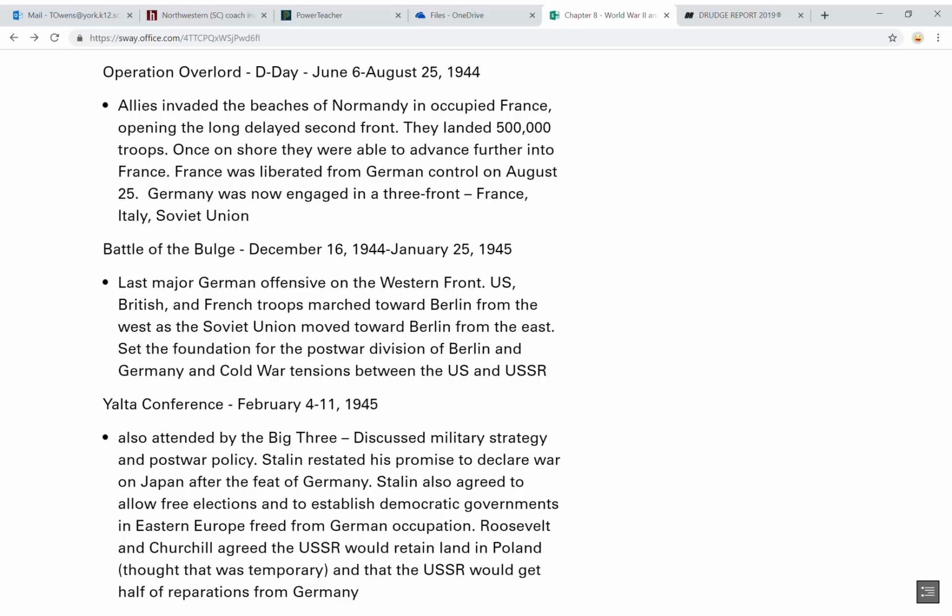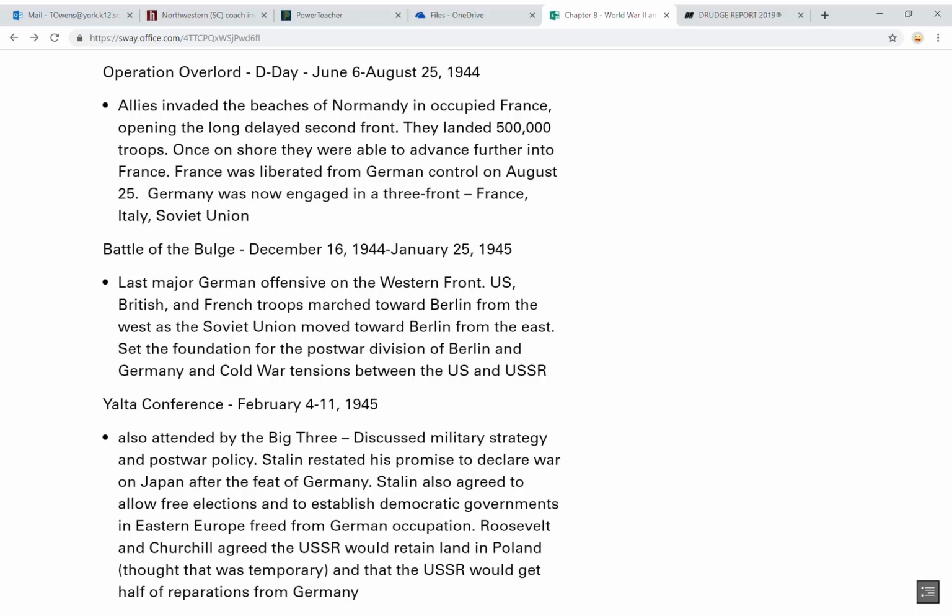They're going to invade the beaches of Normandy, and they're going to land 500,000 troops just within days. I believe it was within a month they had landed over 1 million troops on shore, and they are going to fight their way from Normandy all the way up to Paris. They are going to liberate Paris, and the Germans are going to be out by August 25th of 1944, and then they're going to begin their massive campaign to go to Germany.